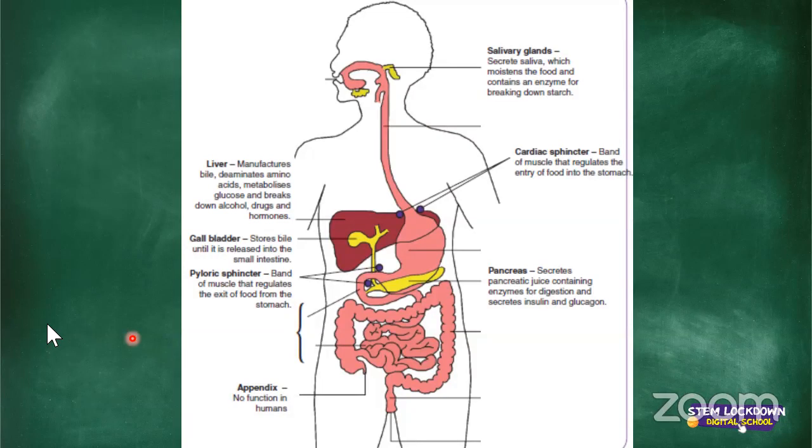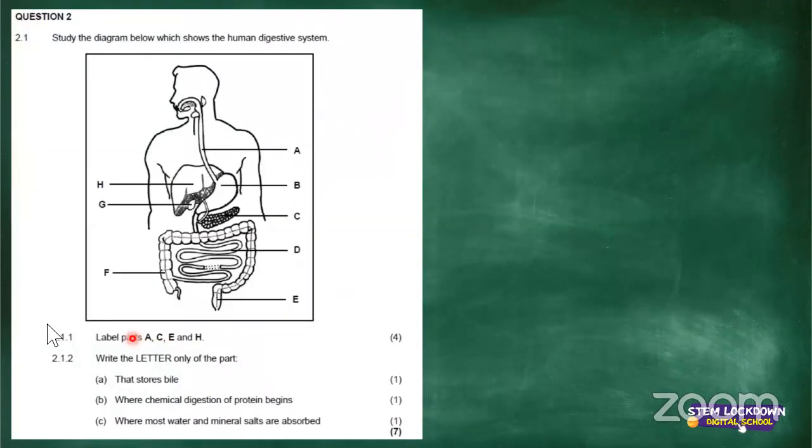Okay. So guys, here are questions, and I need everyone to participate. I need you to give me answers to these questions. Question 2.1 is, study the diagram below, which shows the human digestive system. Okay, this is our diagram. 2.1.1, label parts A, C, E, and H.